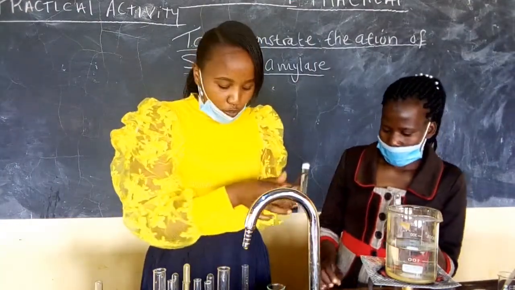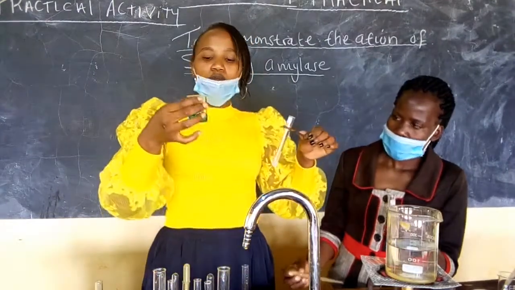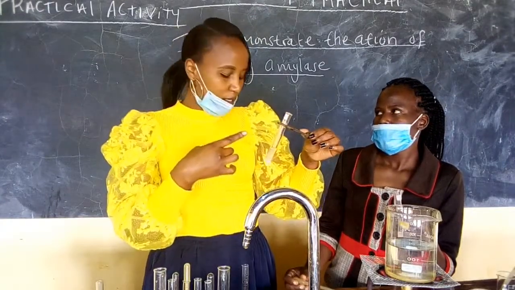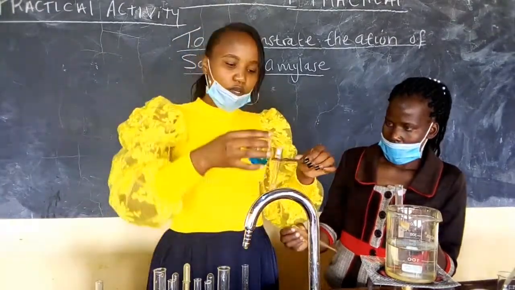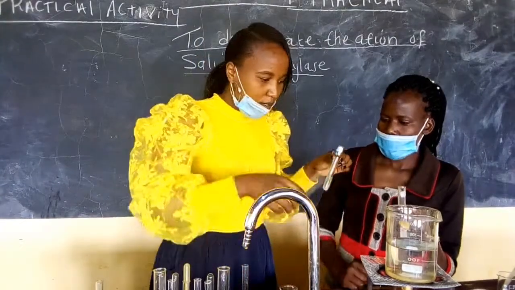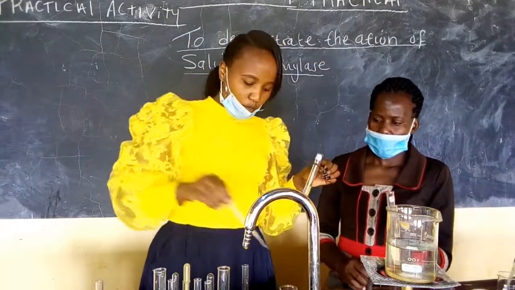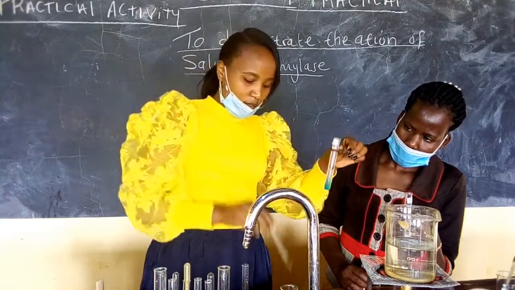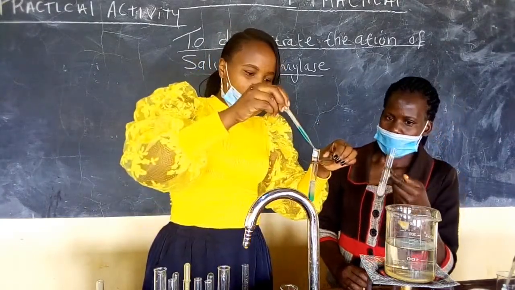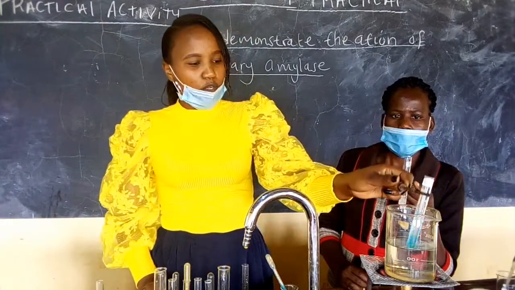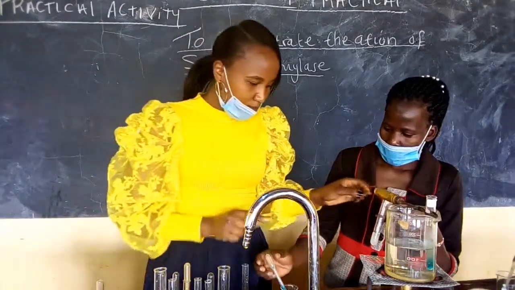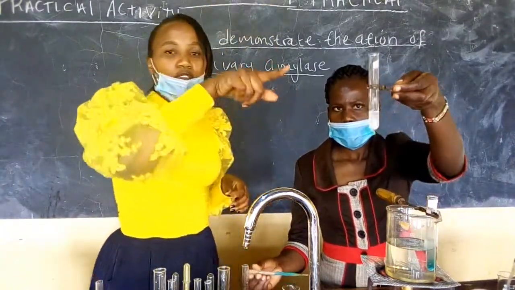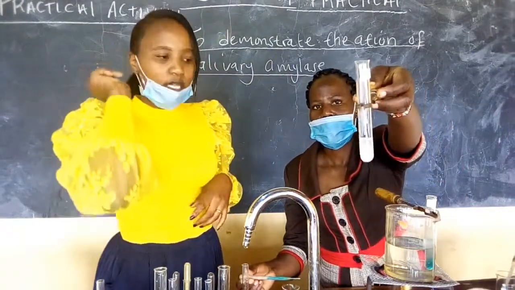So what we are going to do is add an equal amount of Benedict solution to the content in this test tube. Maybe we can use a clean dropper to put quite a number of drops. And then we put it in the water bath again. We do the same. You put Benedict on the other test tube containing distilled water and starch.